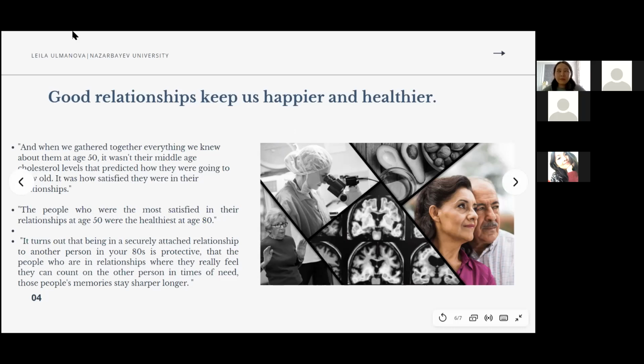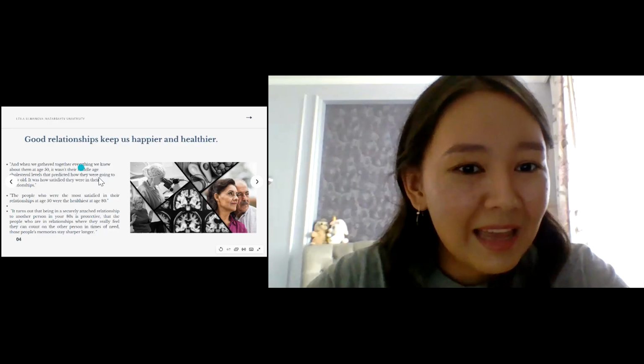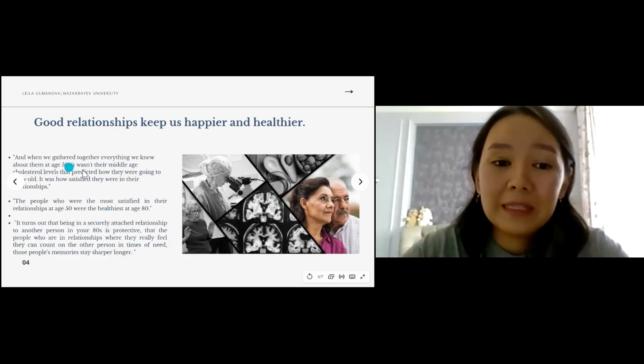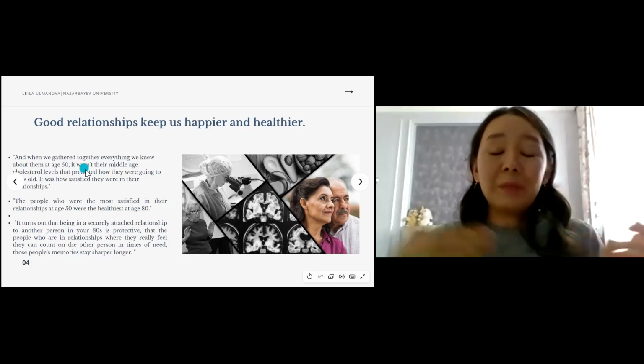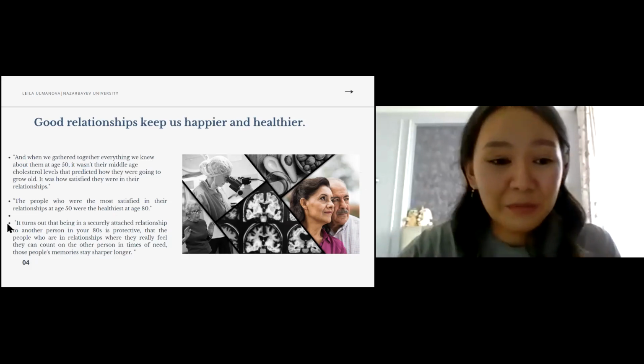Of course, we have different relationships with people, but there was even scientific evidence that close connections matter. People who at the ages of 50 and 60 were satisfied with their relationships were actually healthier at the age of 80. So it's incredible, right? And it wasn't their middle age cholesterol level that predicted their well-being. It was the strength of the bond between people.